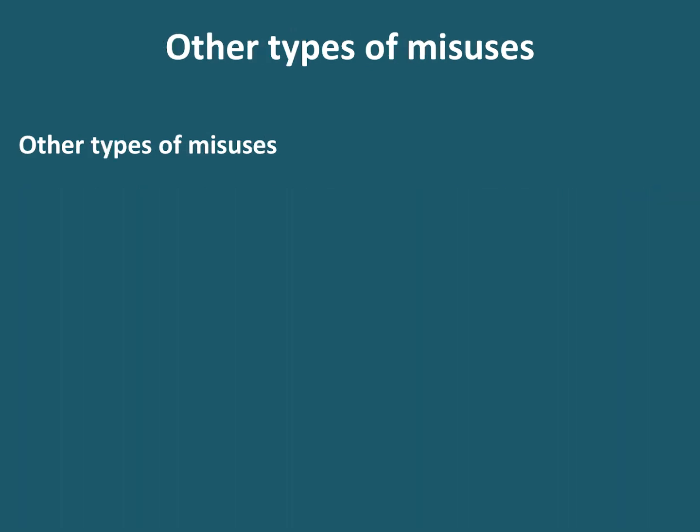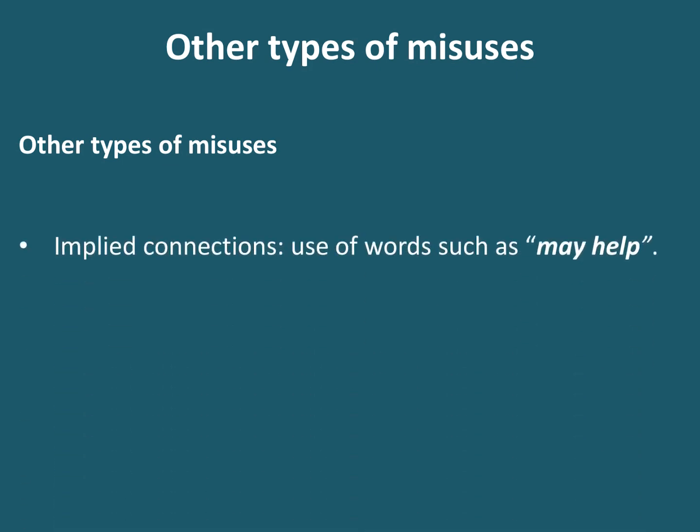Last but not least, there are other types of misuses. So another misuse is what's known as an implied connection. Use of words such as "may help" doesn't really help us, but can skew the interpretation of data. Misleading graphs, that's a big one. A lot of misleading graphs are used, especially when it comes to election time.